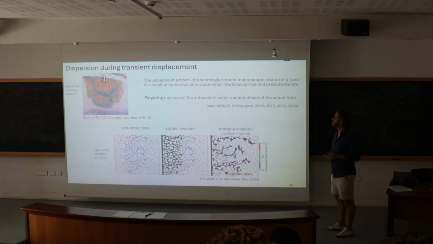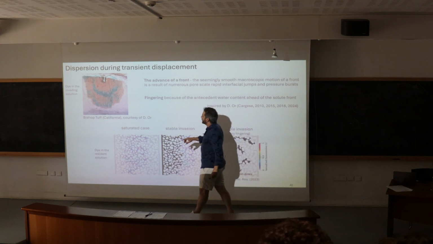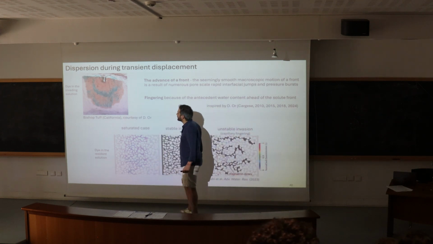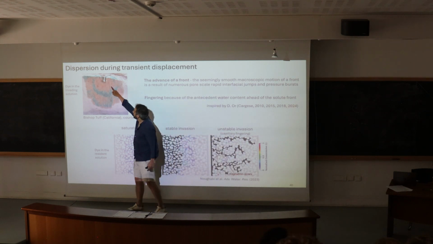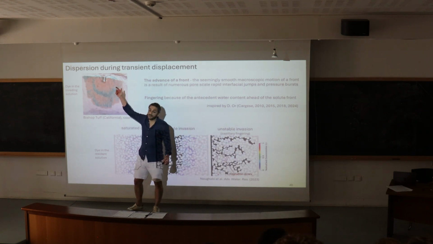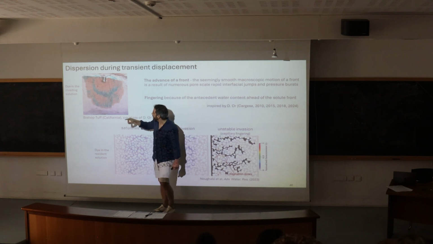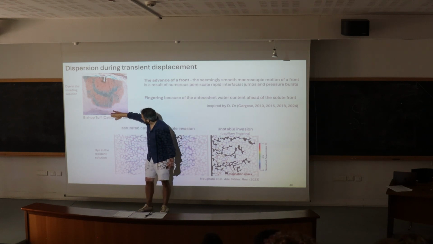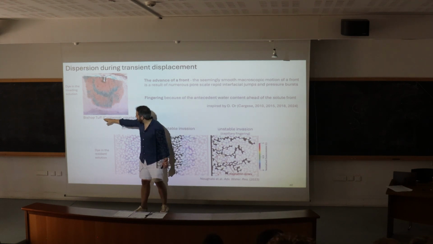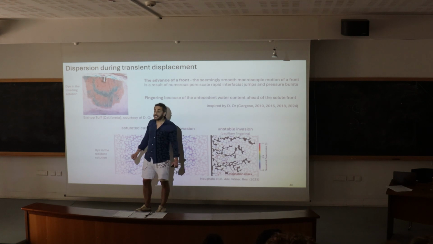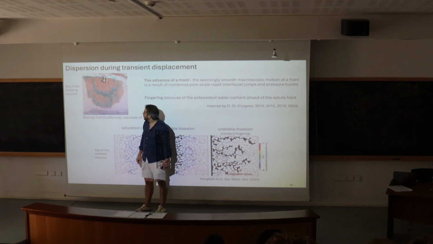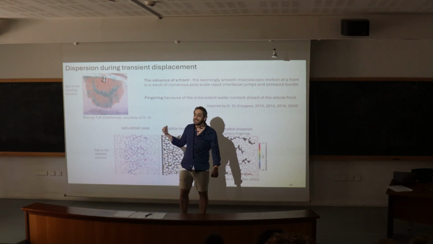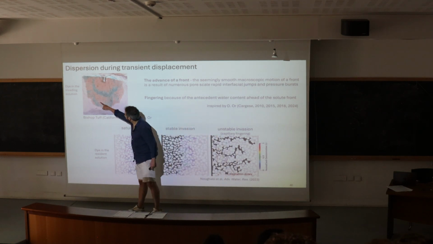So, what is the dispersion during the transient displacement? This is a nice experiment from Danny. He shared this image with me a few days ago. You have seen this in his presentation. He was injecting water, or a dye diluted in water, in pulses, and you see here the soil, which in this case is a volcanic material. You have dry conditions here and wet conditions here.